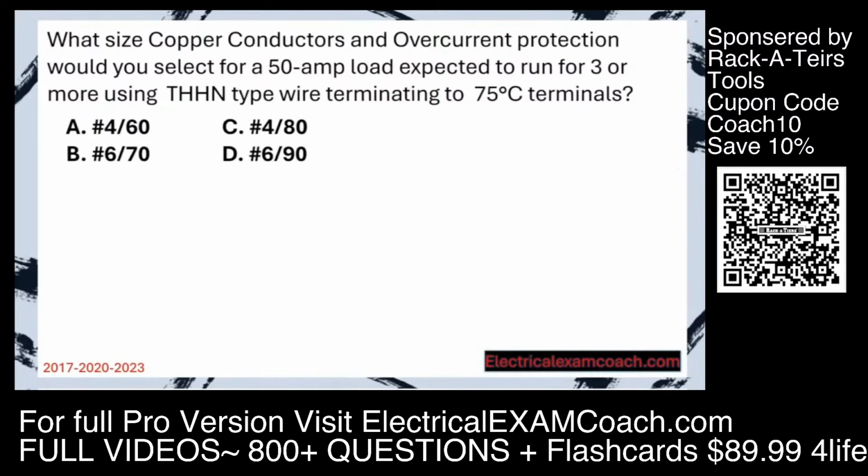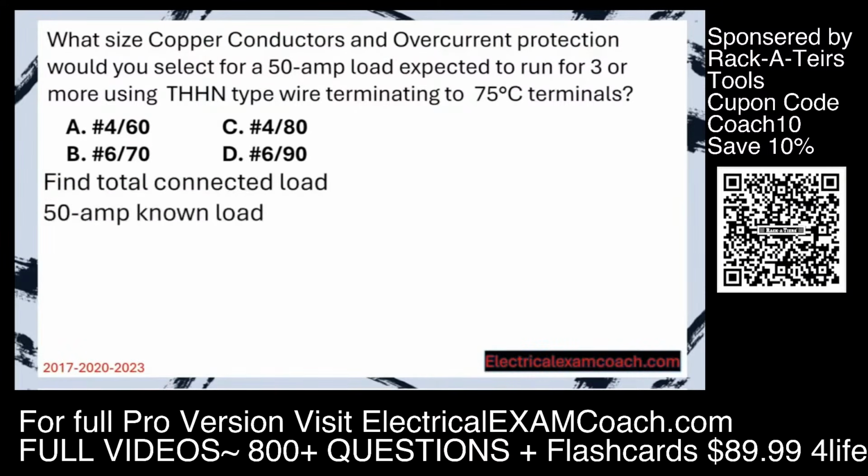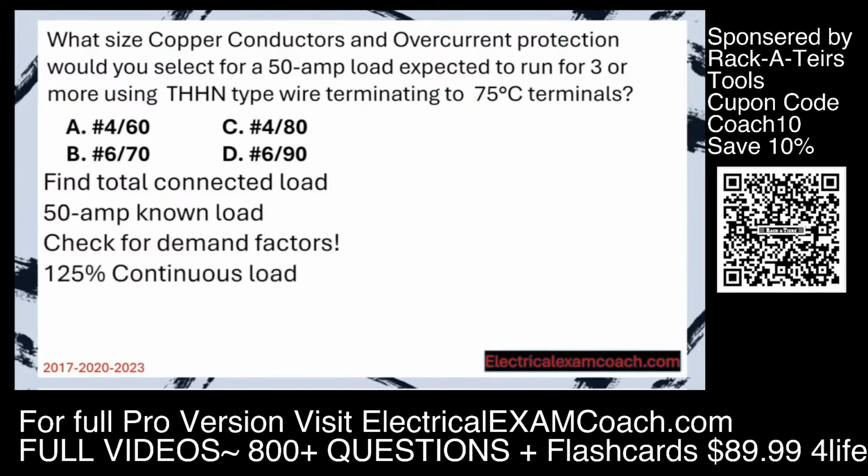What size copper conductors and overcurrent protection would you select for a 50 amp load expected to run for 3 or more hours using THHN type wire terminating to 75° C terminals? Step 1, we're going to find the total connected load. Our starting known load is 50 amps, but we must check for demand factors. We see that it's a continuous load, so we're going to have our 125% rule. We take our starting known load, multiply it by 1.25, and that gives us a new known load of 62.5.